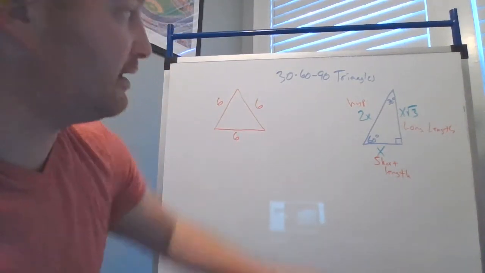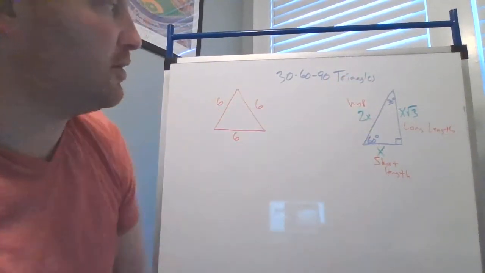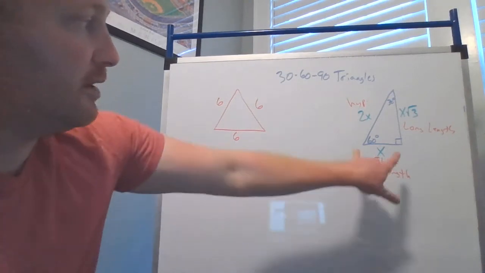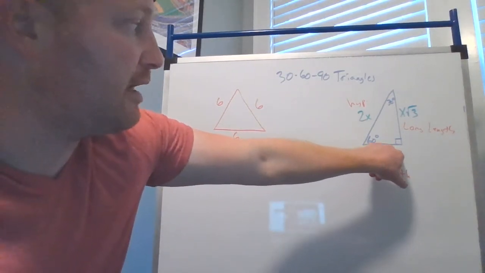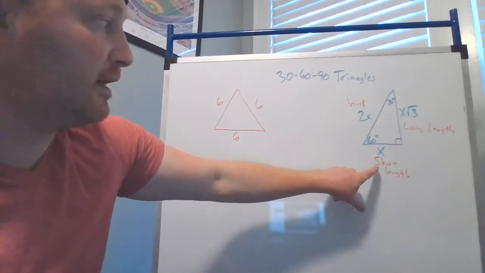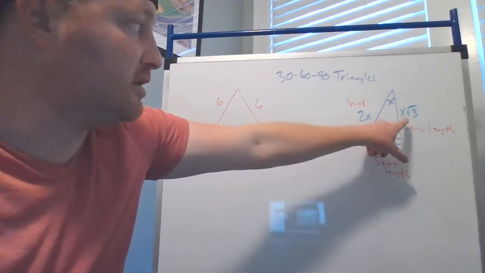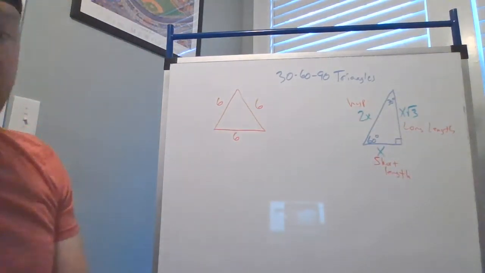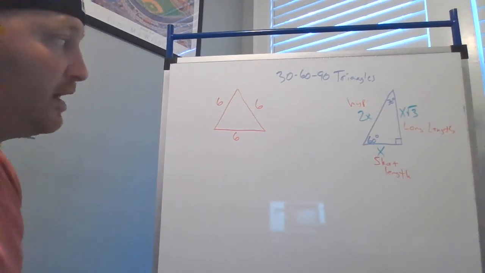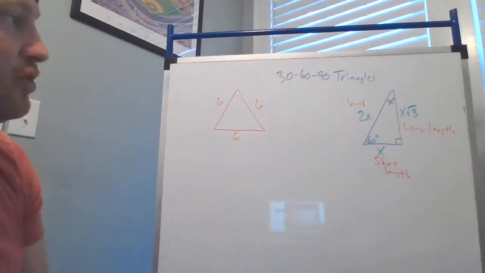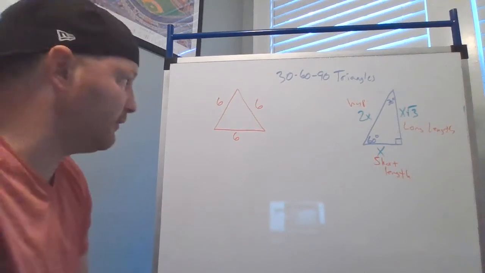The way, if you want to just memorize it, it's the length between your 60 and your 30 degree angle. Your length between your 60 and your 90 degree angle is always considered your short length. This is always your x, and this is your long length, the side between 90 and 30. That's always going to be your x radical 3. Now let's prove this true and show you why we figured out this format in the first place.